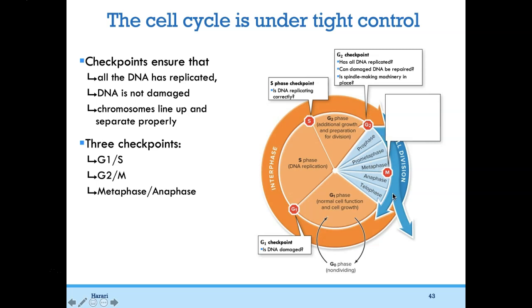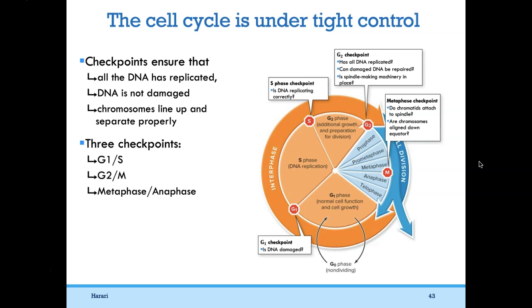Within mitosis, there is a very special checkpoint called the metaphase anaphase checkpoint. What do you think is being checked here? We want to make sure that every chromatid is attached to a microtubule. We want to make sure that all the chromosomes are properly aligned in the middle of the cell, because we don't want to pull chromosomes apart unless they're all lined up equally and in the right position. So this is very, very important, this metaphase anaphase checkpoint.